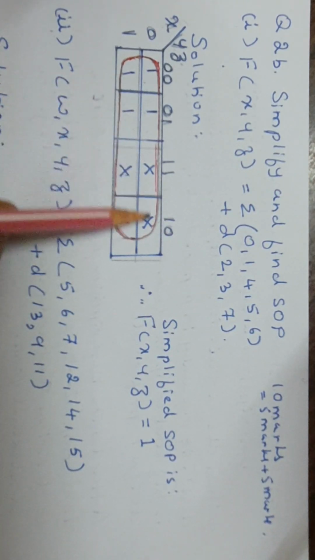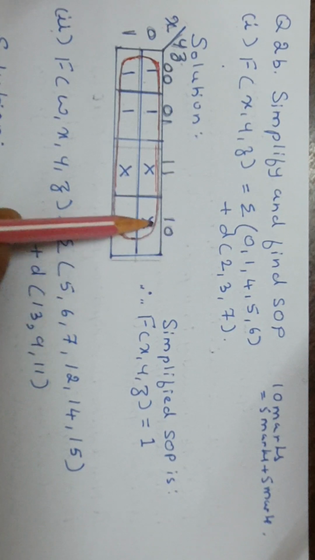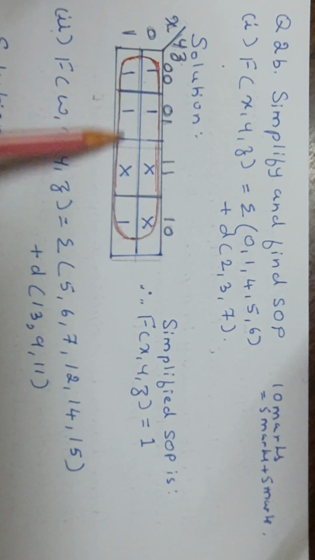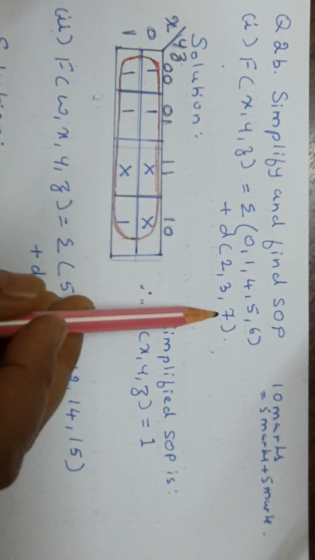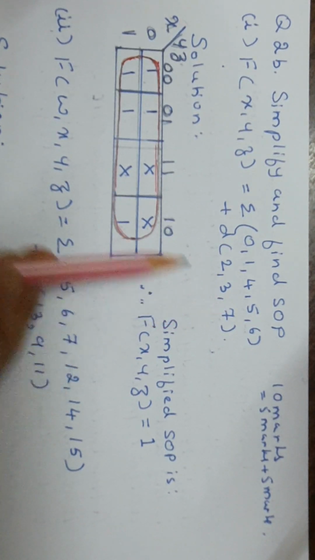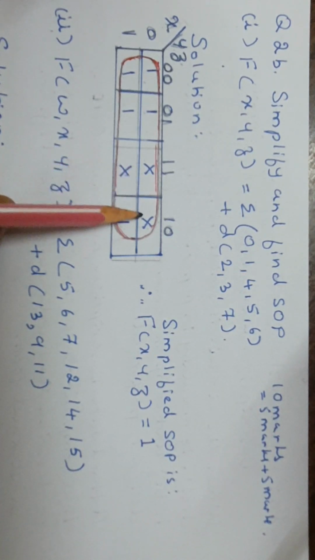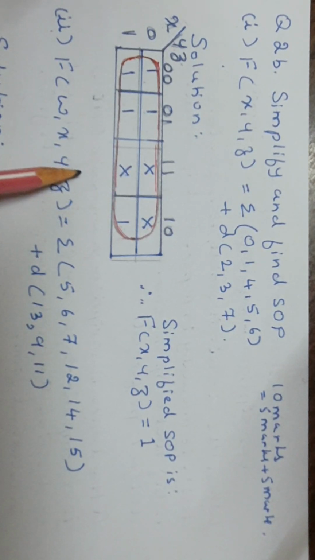So minterm 2 place is a don't care condition. 3 is also a don't care condition. 7 is also a don't care condition. So for the don't care conditions in place of 2, 3, 7, the cross mark is filled. So filling of the kmap is over.